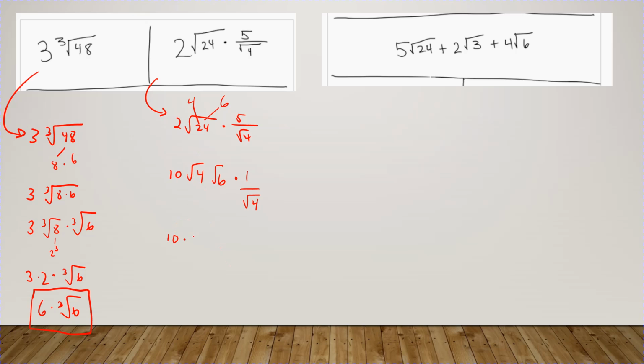So this is 10 times 2 times the square root of 6 divided by, so instead of multiplying by 1 over the square root of 4, divided by the square root of 4, which is just 2. And then look, the 2s cancel, and you're left with 10 square roots of 6. And that's the final answer there.